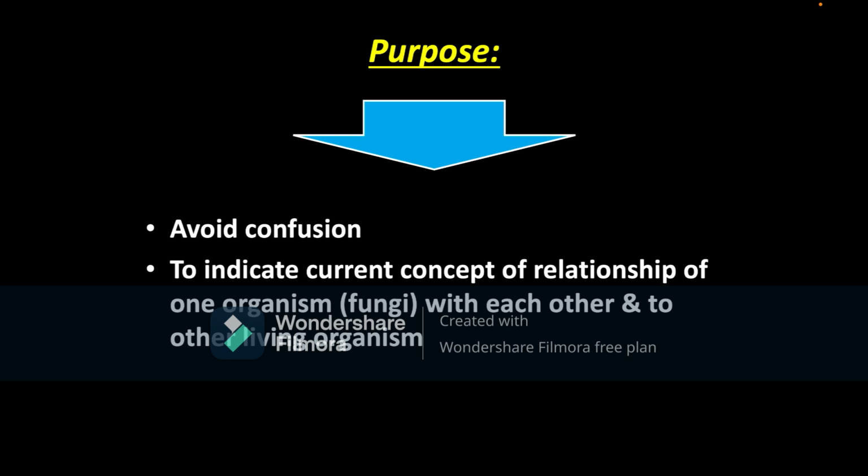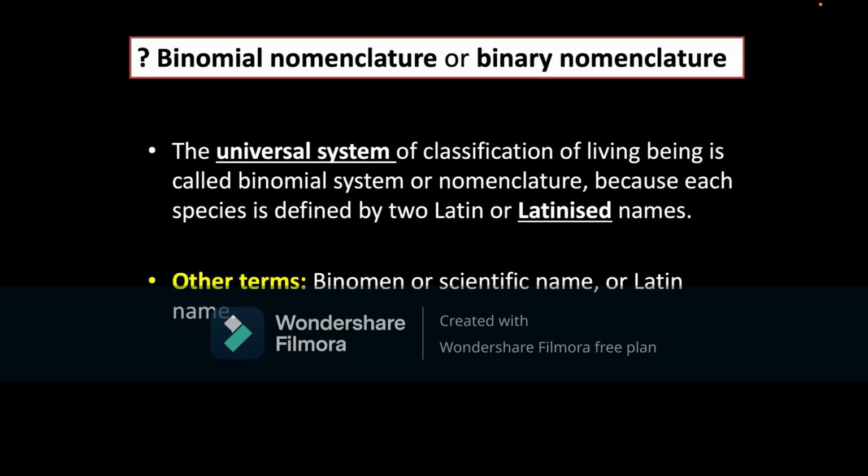The main goal of classification is to place an organism into an already existing group, or to create a new group for it, based on its resemblance to and difference from known forms. For naming an organism, a universal system of classification of living beings, which is called the binomial system of nomenclature, has been initiated, where each species is defined by two Latin or Latinized names. Such a name is called a binomial name, which may be shortened to just binomial, a binomen or a scientific name. More informally, it is also called a Latin name.